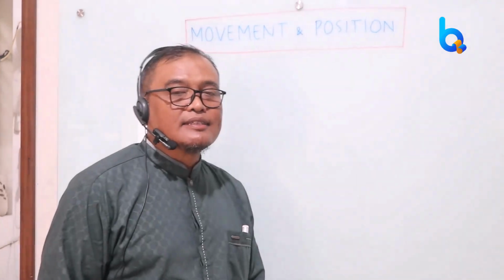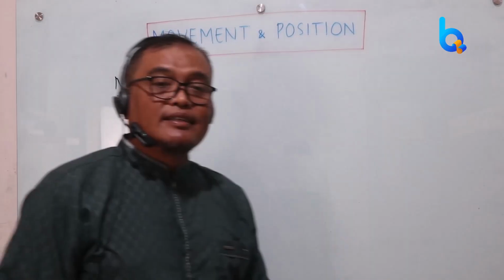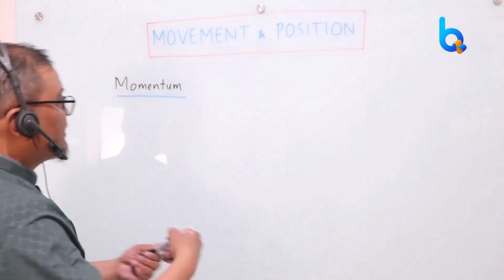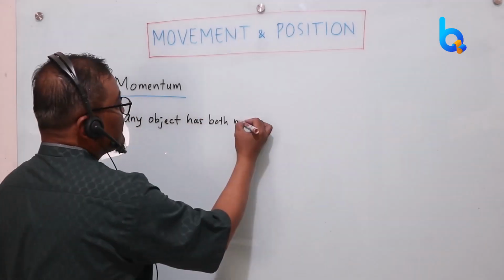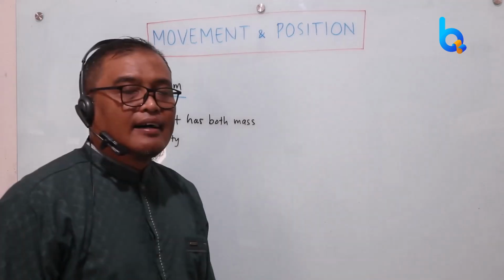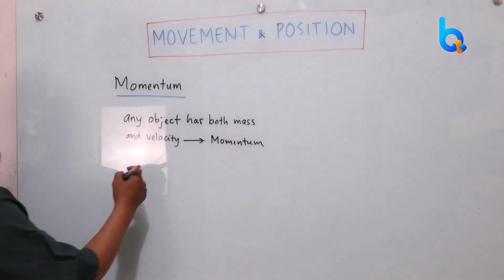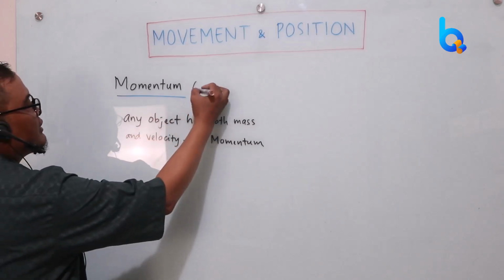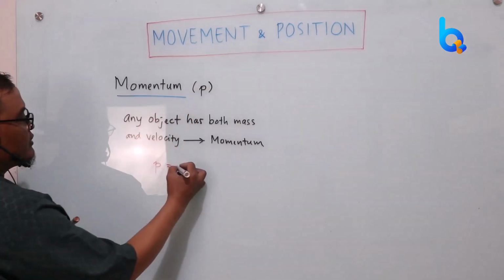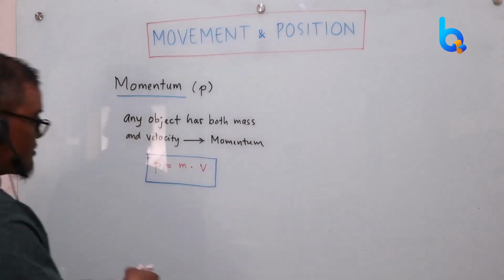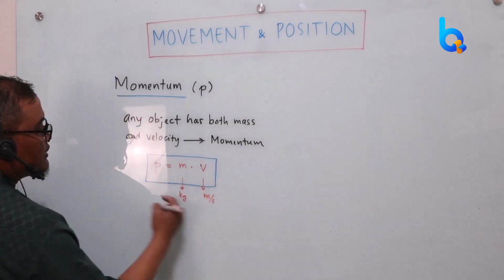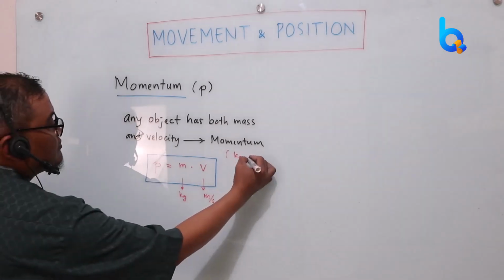Okay. Next we discuss momentum. What is momentum? Any object that has both mass and velocity has momentum. The relation between momentum, velocity, and mass is: momentum, symbolized by P, has the formula P equal mass times V. This is momentum, this is kilogram, V in meter per second. So momentum is kilogram meter per second.